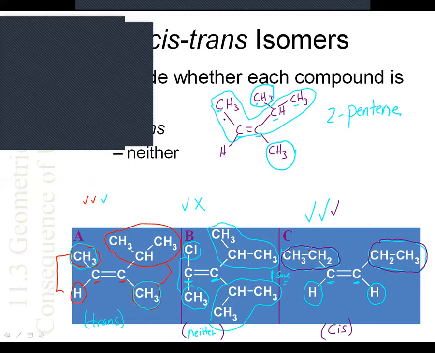And since I numbered 1, 2, 3, 4, and 5, that means that carbon number 3 and carbon number 4, there are 2 methyl groups. So this would actually be called 3,4-dimethyl-2-pentene. And because we identify this as trans, sometimes people will put the trans in front of it. So this would be trans-3,4-dimethyl-2-pentene.